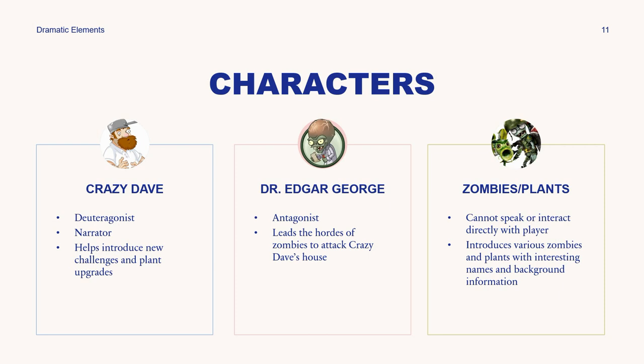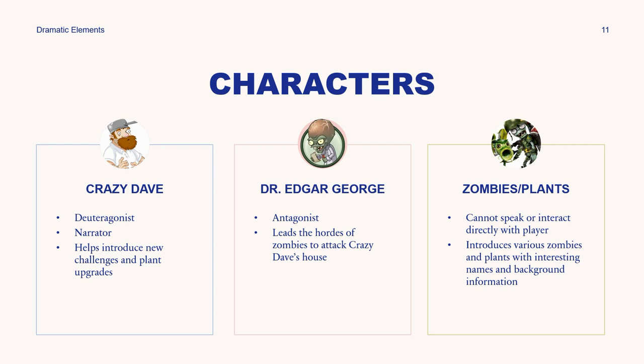The next character in this game is Dr. Edgar George. His name is Zomboss, but you don't see him too often, but he is the antagonist in this game, and he is the villain. He is the one who is leading these hordes of zombies. So you don't see him too often, but you do know that he is the main reason why we have the zombies. And then the last characters that I want to highlight are the zombies and the plants.